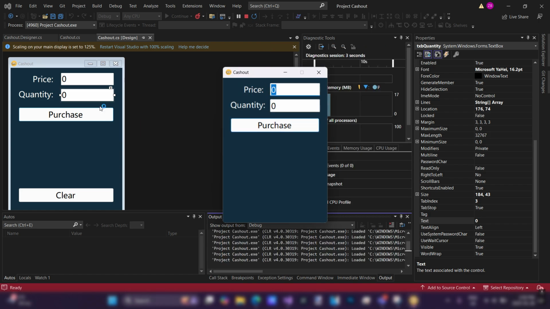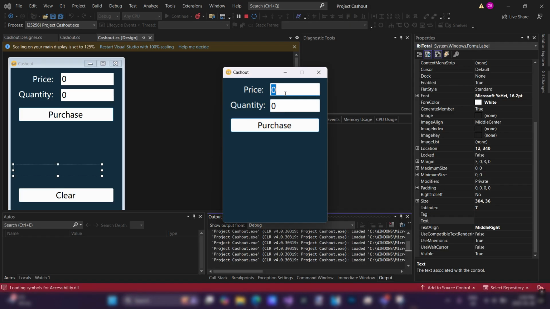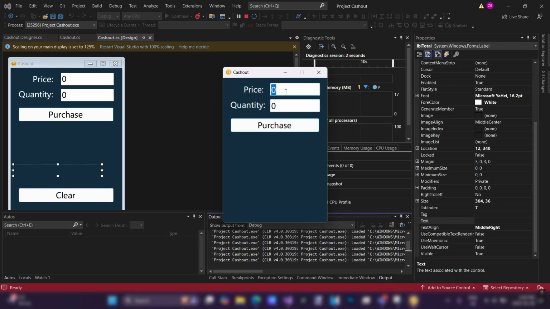Nothing extravagant about the design, text boxes, buttons. I do have 3 labels here without any text in them, so just be aware of that. So what are we going to do here? Well, I'm going to enter the price of an item, let's say $10, and I'm going to enter a quantity, how many of these items I'm buying.